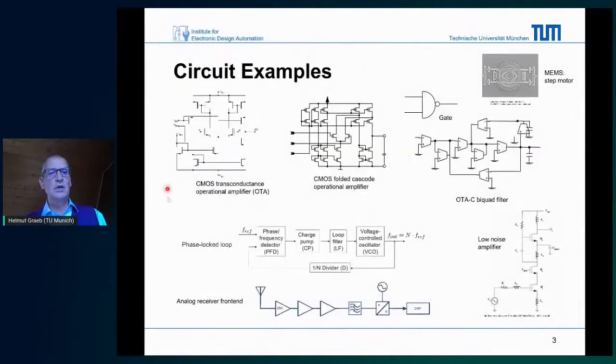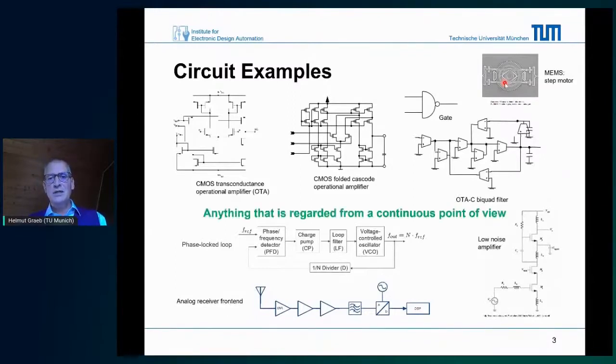So let's start. So of course, my area is analog design. And well, here are some circuit examples, what we deal with, right? Operational amplifiers like this one, which may be part of some filter. We may even go to mixed signal circuits like a phase lock loop. You may talk about analog receiver front ends, but you may also talk about RF circuits, or you may even think about digital gates, or, when you have some specific types of differential equations, you may think of MEMS. So anything that is regarded from a continuous point of view, this is something that can deal with what I'm going to present to you.